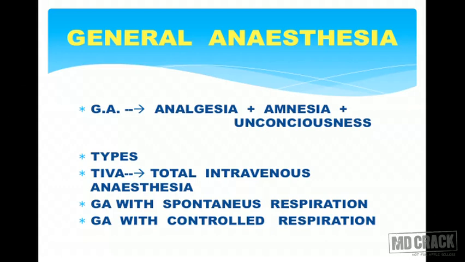This is very useful in short procedures, as the recovery time is very quick and the patient can be awakened as soon as the procedure is over. The second form of general anesthesia is GA with spontaneous respiration. This form of anesthesia is achieved by injecting drugs in various proportions and various forms, but the patient is breathing spontaneously. Therefore, you do not have any control on his respiration.